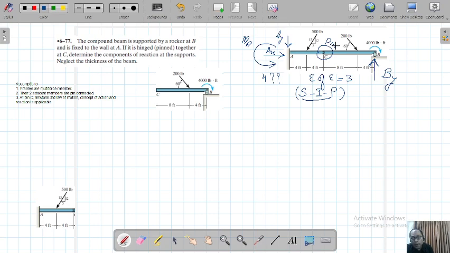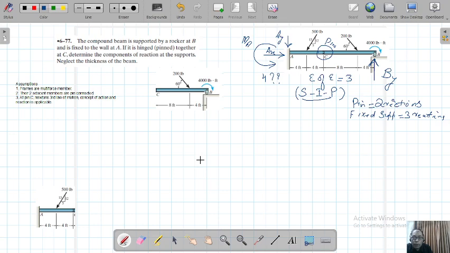If we break it at the pin, remember, the pin will always give you two reactions, and the fixed support will give you three reactions. The pin will give you two reactions, and the fixed support will give you three reactions.